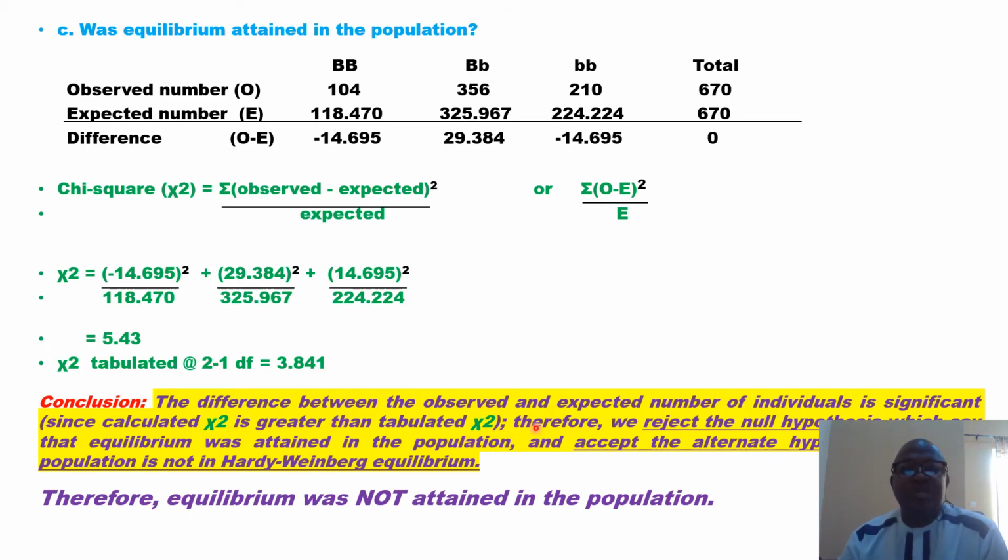Therefore, we are going to reject the null hypothesis, which is of the opinion that equilibrium was obtained in this population, and we will accept the alternate hypothesis, which is of the view that Hardy-Weinberg equilibrium wasn't obtained in this population. So that's our conclusion. The equilibrium was not attained in this population. This way we are able to test the Hardy-Weinberg law for this population. It has shown us that this population is not in Hardy-Weinberg equilibrium.